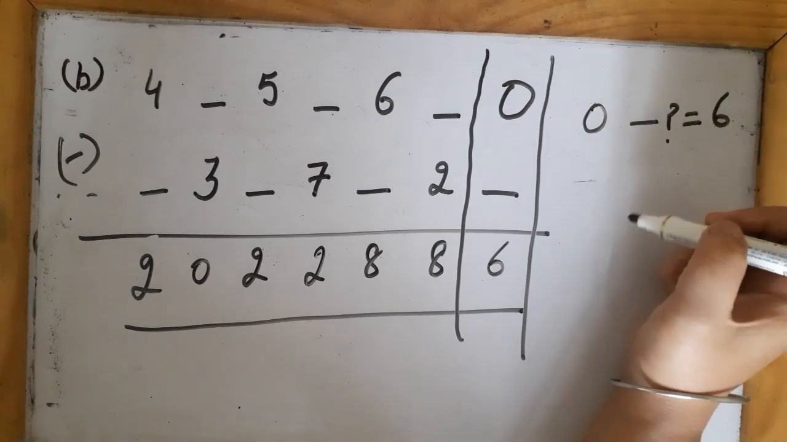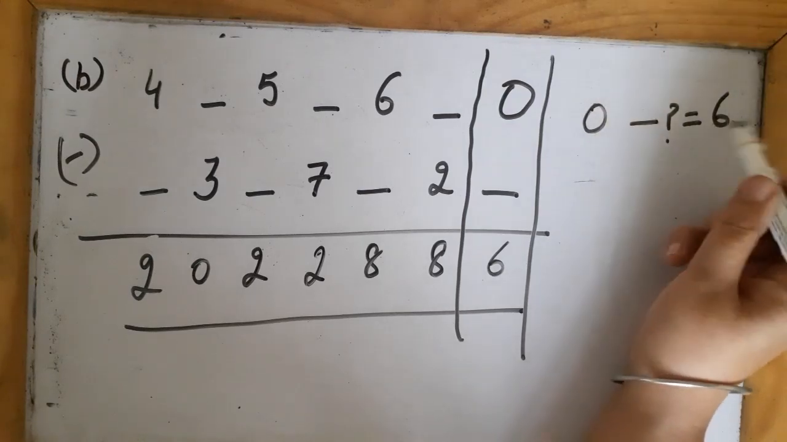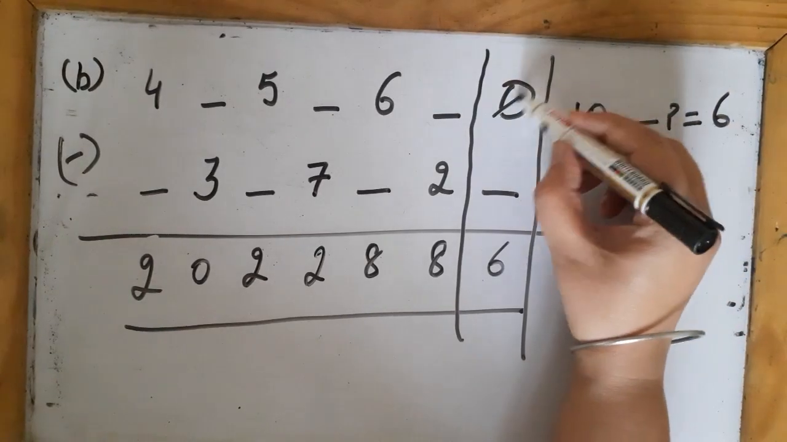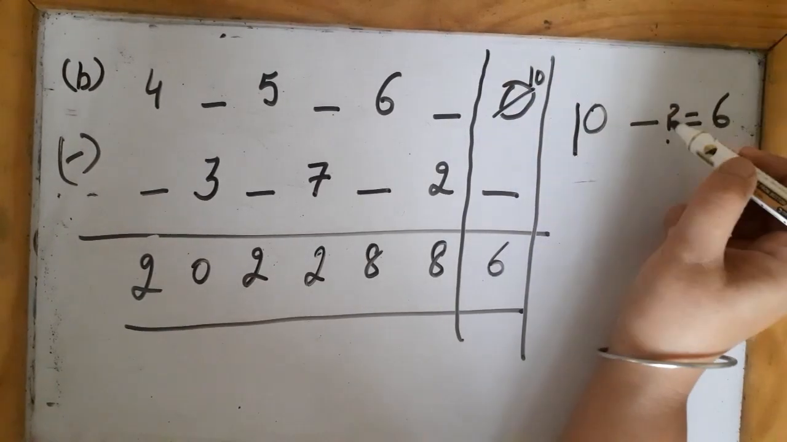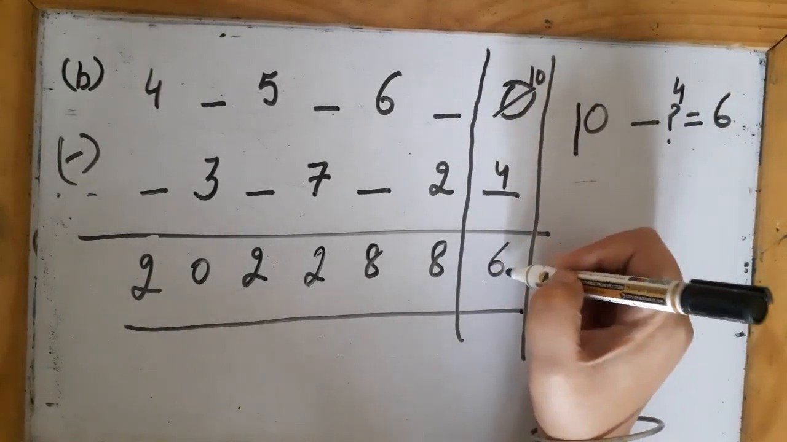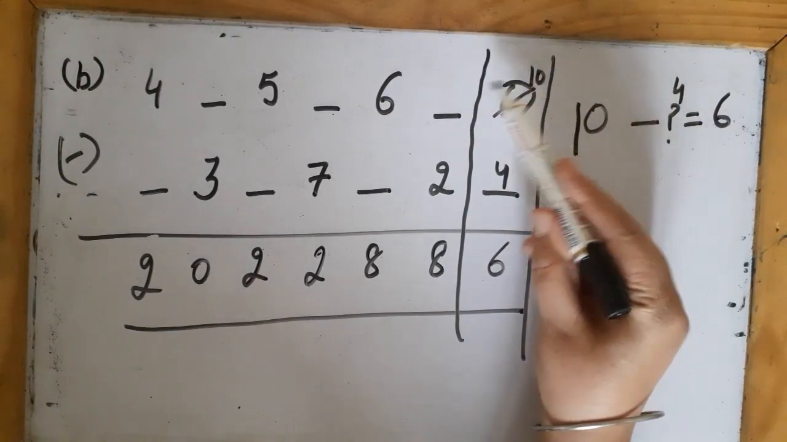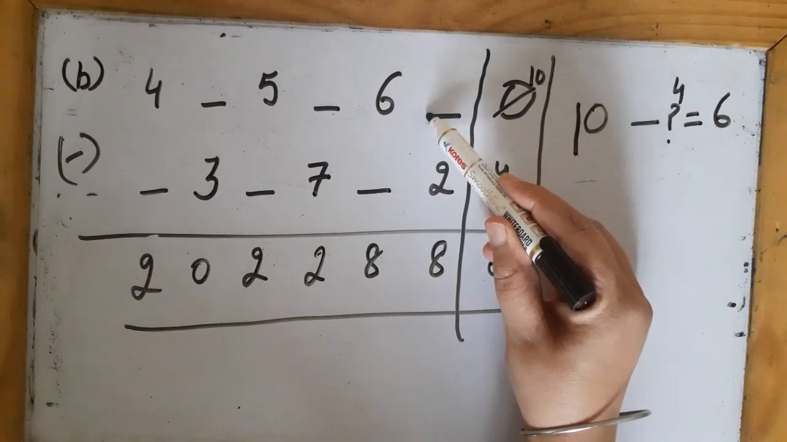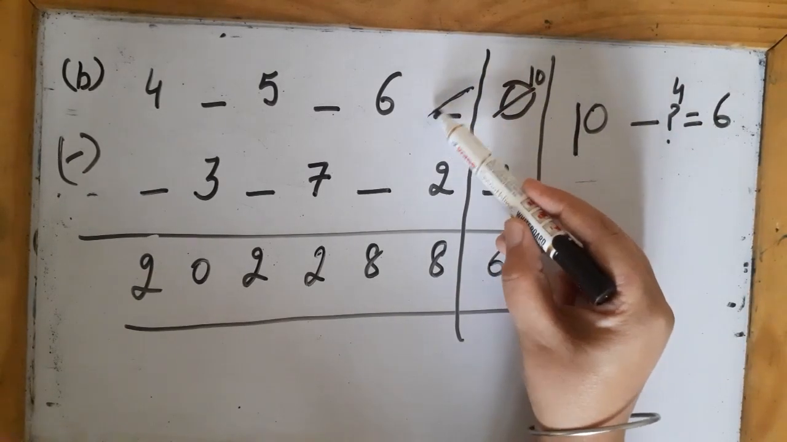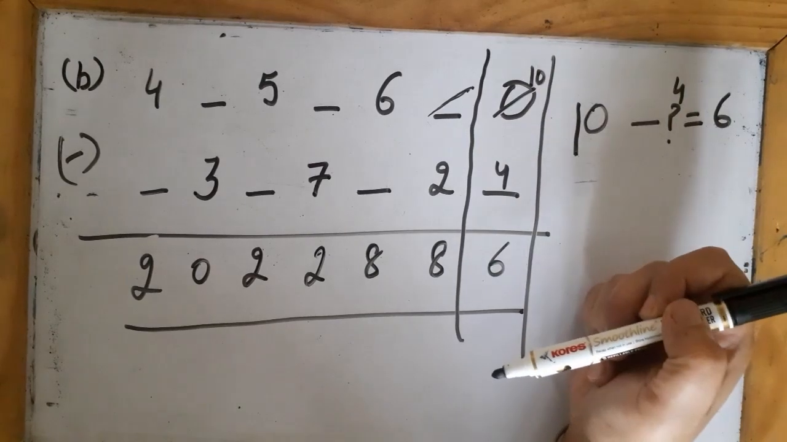So what should I subtract from 0? I know I cannot subtract anything from 0, so it means I have to make it 10. So this I'll make 10. From 10, what should I subtract? I should subtract 4 to get 6. Now when I borrowed 1 from here, I don't have any number over here. Whatever number it is, I have borrowed 1 from there.